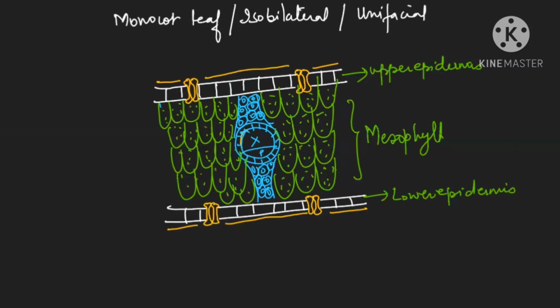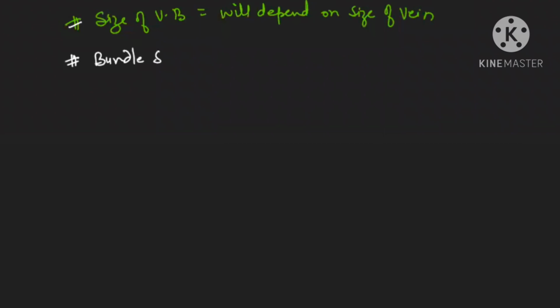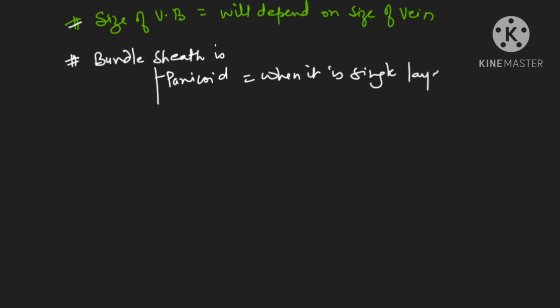Just a few extra points are there with respect to leaf. Let me give you here only. Size of vascular bundle will depend on the size of the vein. It depends on the size of the vein. Is it clear? Then if you see, the bundle sheath is known as panicoid when it is single layer. And it is known as festucoid when it is double layer.